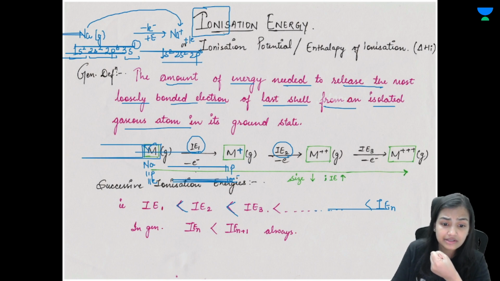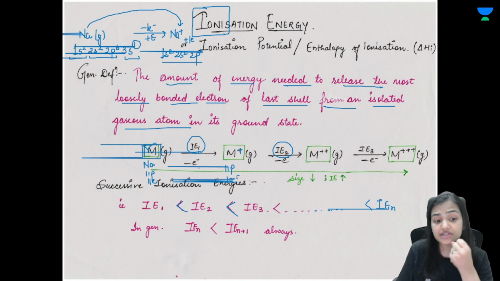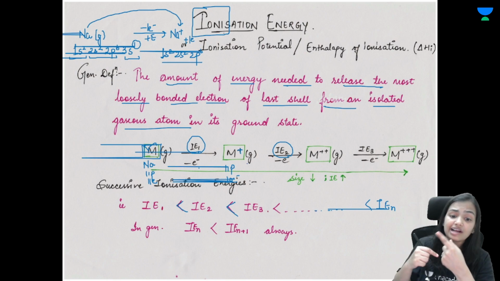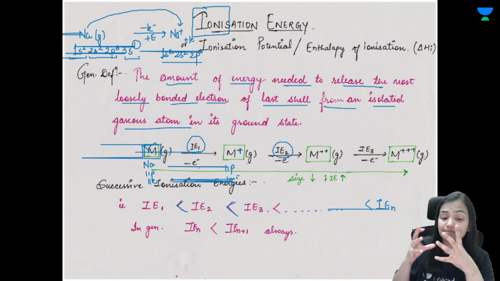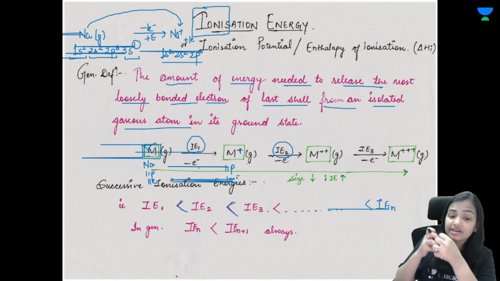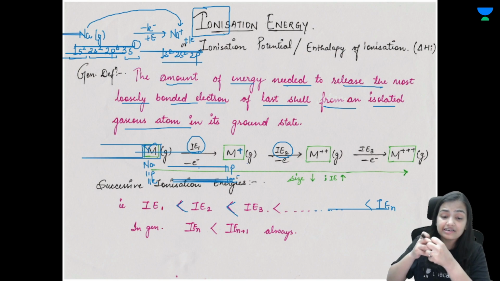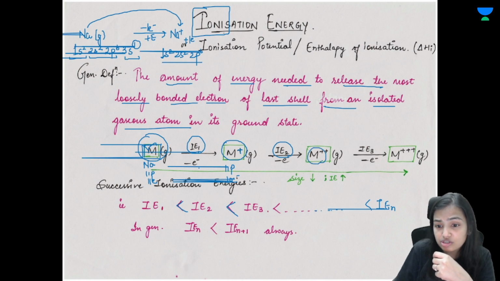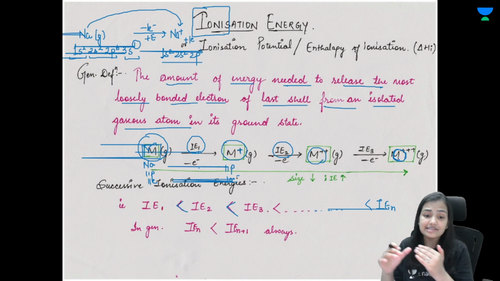Because both of these species have the same number of protons but the number of electrons is less. So the species having the greater proton to electron ratio will have more Z effective, and because of more Z effective, the electron gets more tightly held. So the size of M will be this much bigger. The size of M positive becomes smaller, M plus 2 more smaller, M plus 3 more smaller. So here the size is decreasing.